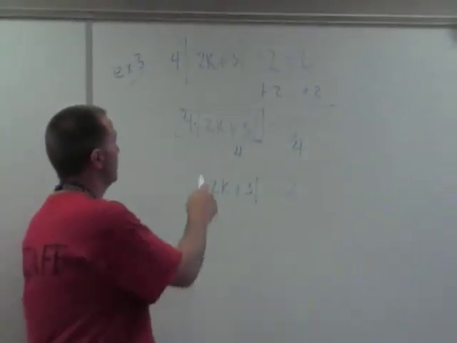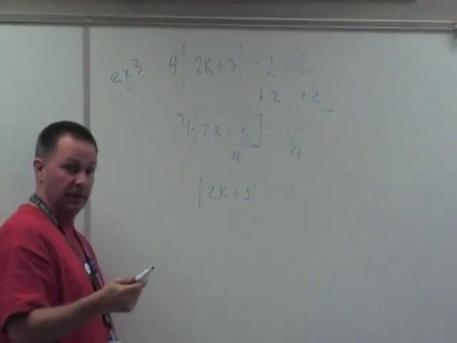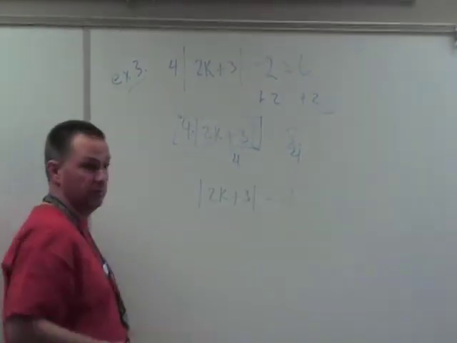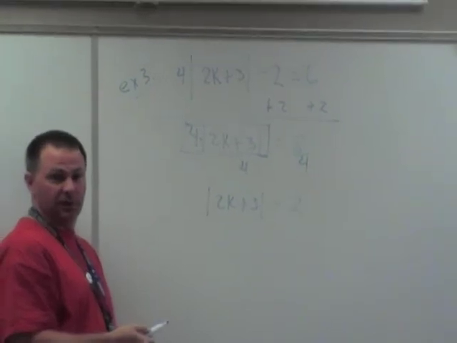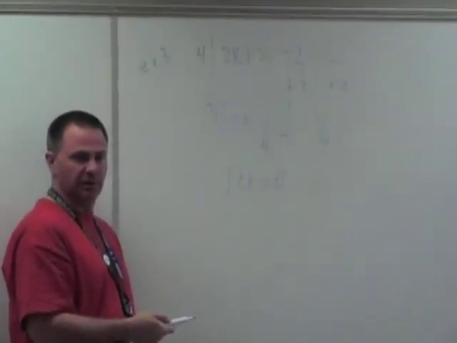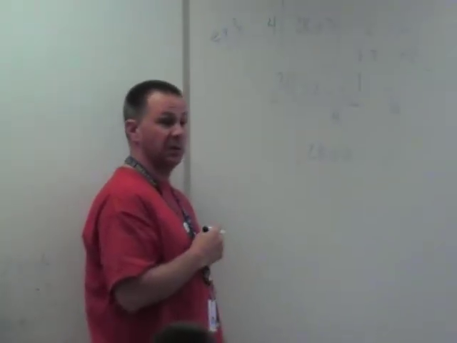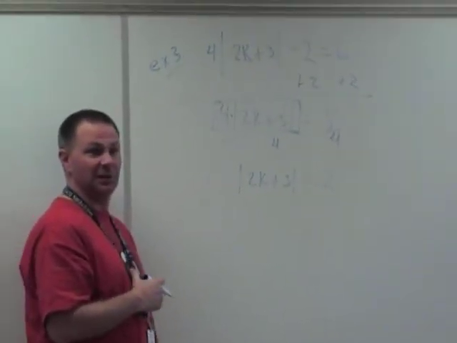Now, if I were to distribute the 4 through the absolute value, then I would have to do something. And then it is unnecessary to do the dividing by 4. Do it this way so you don't make any errors.